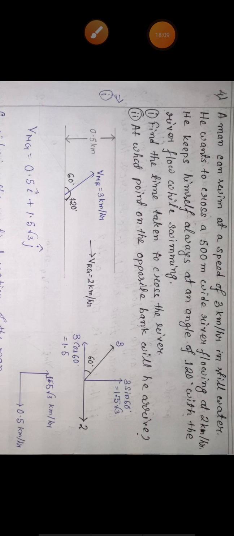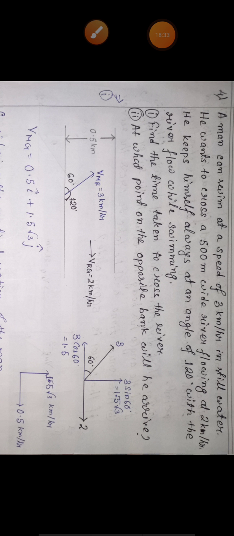The last question is: a man can swim at a speed of 3 km per hour in still water. He wants to cross a 500 meter wide river flowing at 2 km per hour. He keeps himself always at an angle of 120 degrees with the river flow while swimming. Find the time taken to cross the river and at what point on the opposite bank he will arrive.